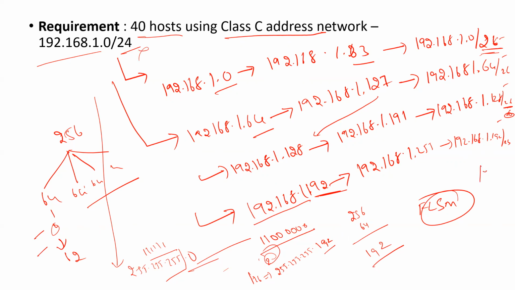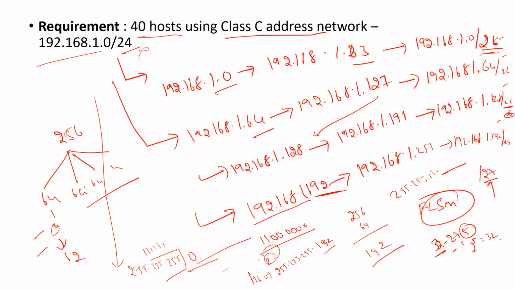Suppose we divided this, and now we have /27. What is the subnet mask for /27? 24 plus 3, so the first three octets are 255.255.255, and the last one we need to calculate. In a simple way, 32 minus 27, how much? 5. 32 is the total, so 32 minus 27 is 5, the host bits. That is equal to 5. So 2 power of 5, how much?